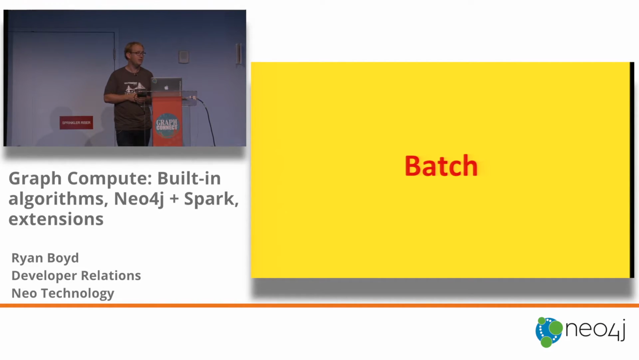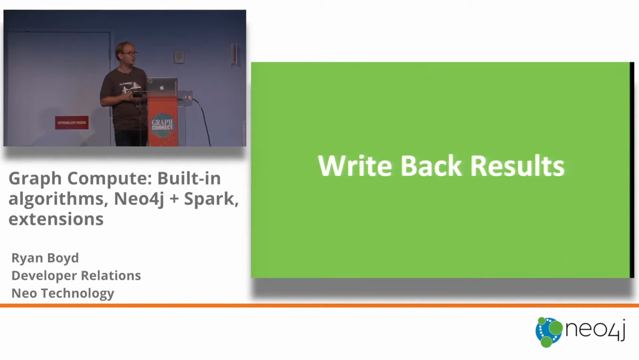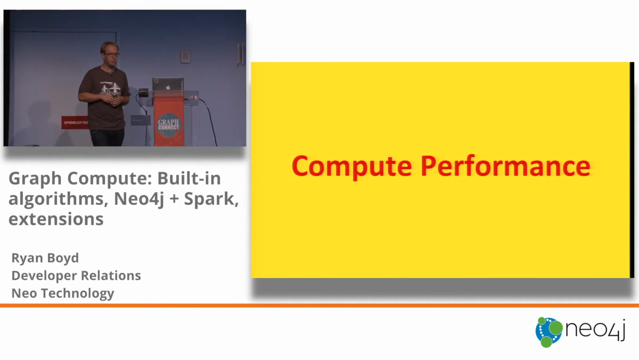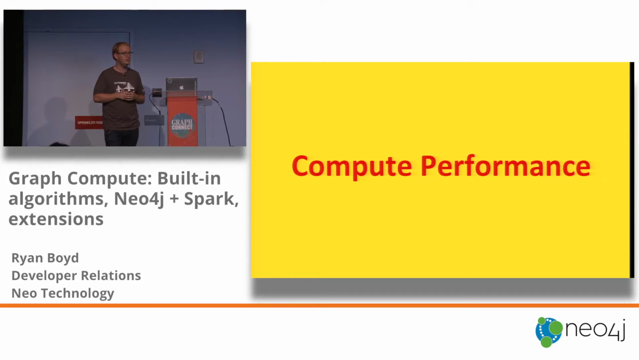But what we can do is write the results from these algorithms back to our Neo4j data store so that we can then make real-time queries from those results. And that's what folks typically do. They compute the results off of their data, put those results back into Neo4j, and then use the graph to make real-time decisions. There is also a computation performance challenge here.